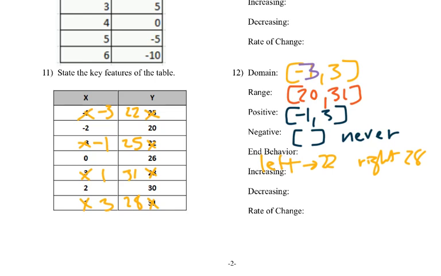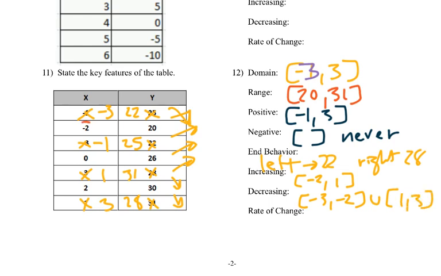Okay, increasing, now we start out by decreasing, then increasing, then decreasing. So did it change that at all? No, it was still the same, I guess. So increasing was still from -2 to 1. So decreasing would have been from -3 to -2, then from 1 to 3.